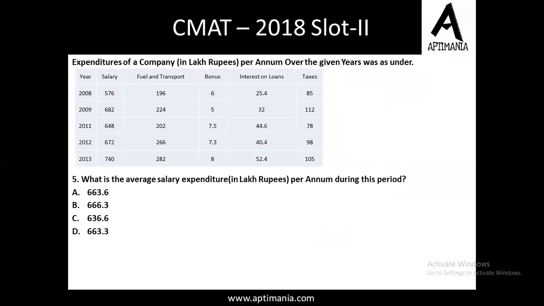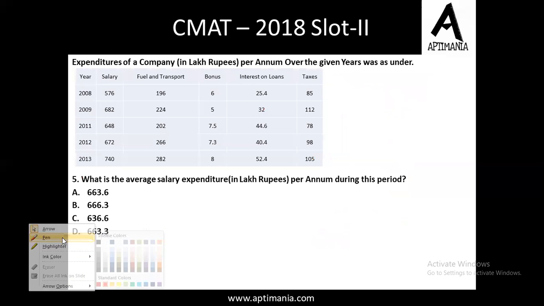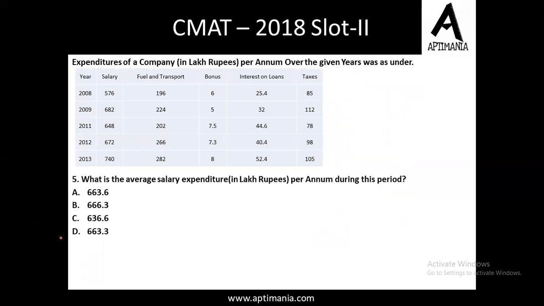Question number 5 is on the screen. It's one more question from DI, data interpretation. Let us try to check it out. What is given to us in the question is the expenditure of a company in lakhs of rupees per annum over the given years, as under. The entire table year wise is given to us, which represents different departments: salary, fuel, transport, bonus, etc. Let's get to the question. What is the average salary expenditure?